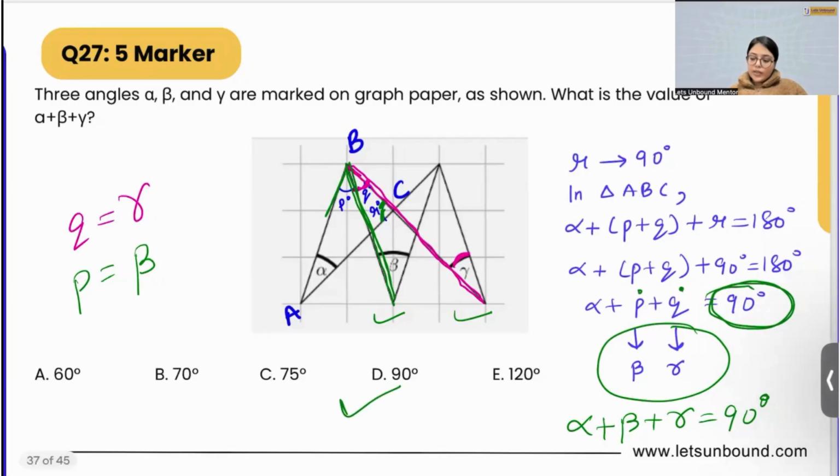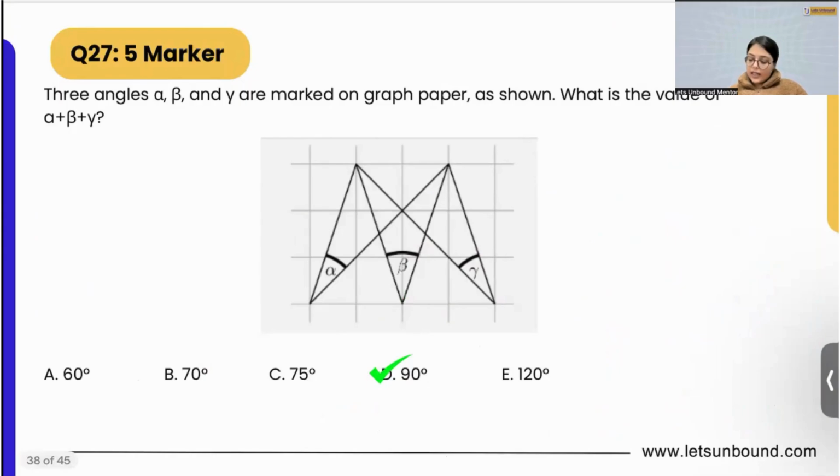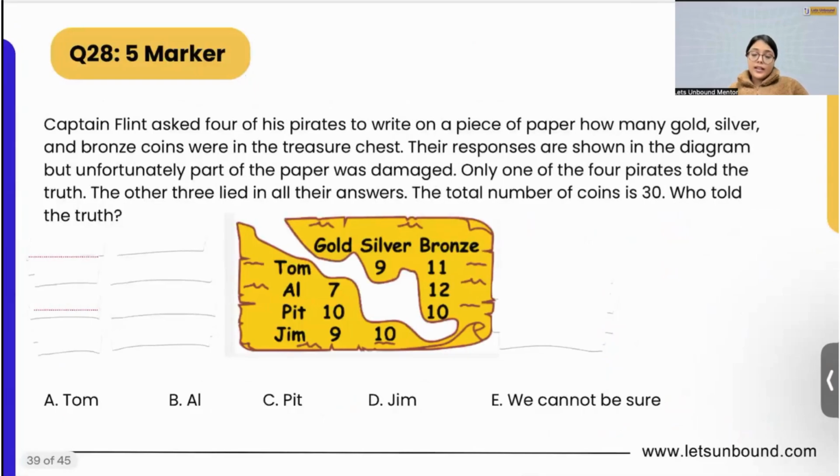I hope this question was clear. So this is the answer. And moving on to question 28, which is again a very interesting question. Let's just see. Captain Flint asked four of his pirates to write on a piece of paper how many gold, silver, and bronze coins were in the treasure chest. Their responses are shown in the diagram, but unfortunately, part of the paper was damaged.